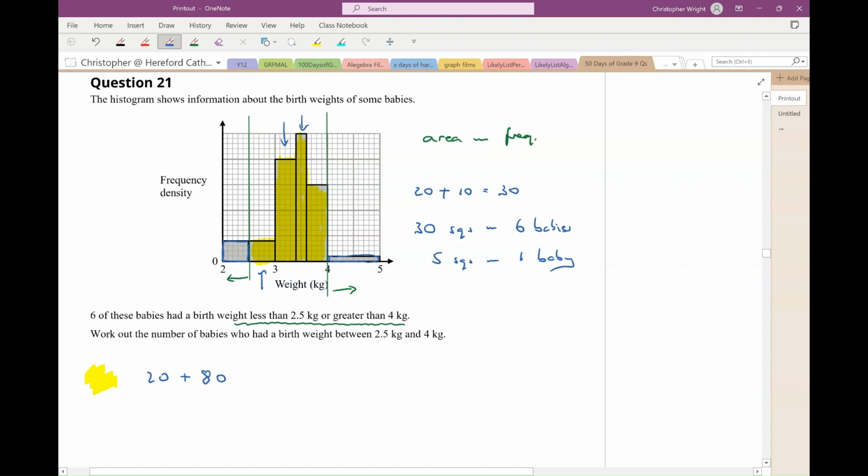This bar here, 2 by 25, so that's 50 little squares. This bar here, let's have a look, 1, 2 is 4 wide, 4 by 5, 10, 15, 4 times 15 is 60. So altogether, that is 210 squares. Now I know that 5 squares represents one baby, so if I do 210 divided by 5, which is 42, then I know that the number of babies who had a birth weight between 2.5 kilograms and 4 kilograms is 42 babies. And that is question 21 finished.